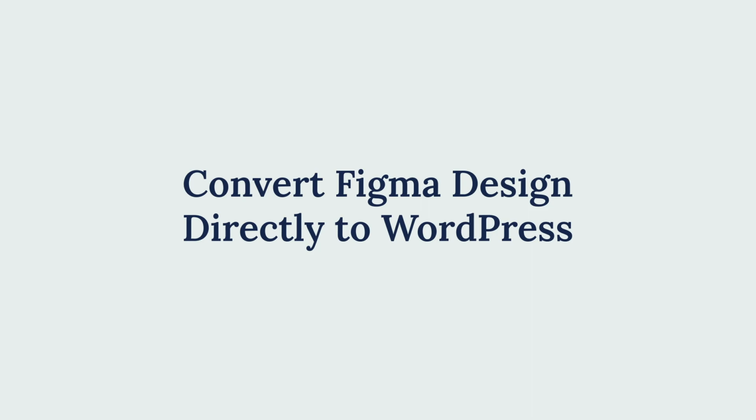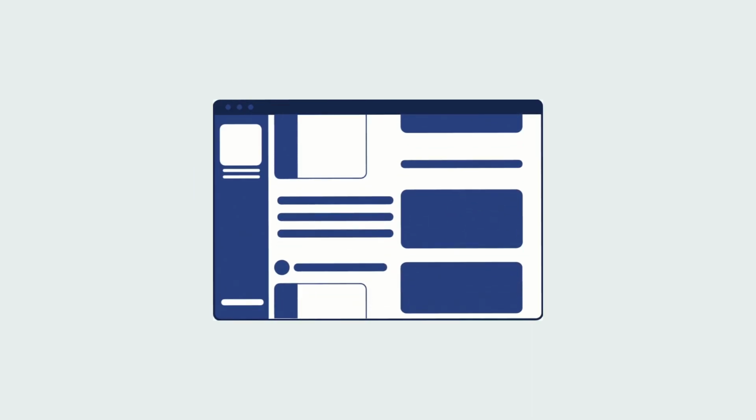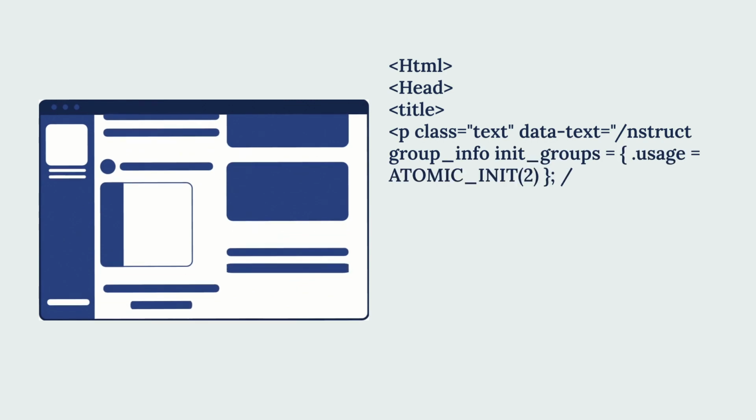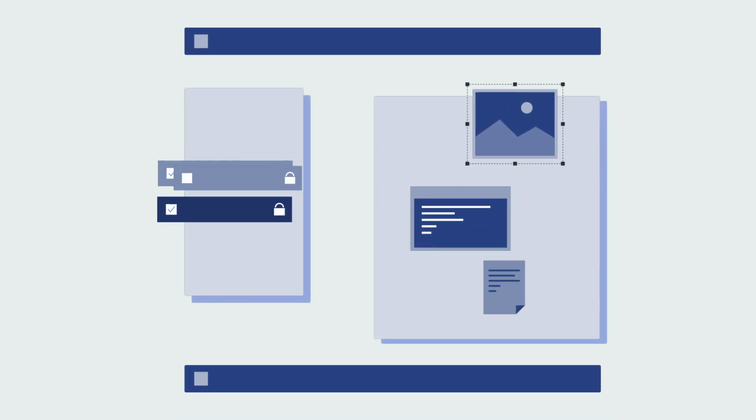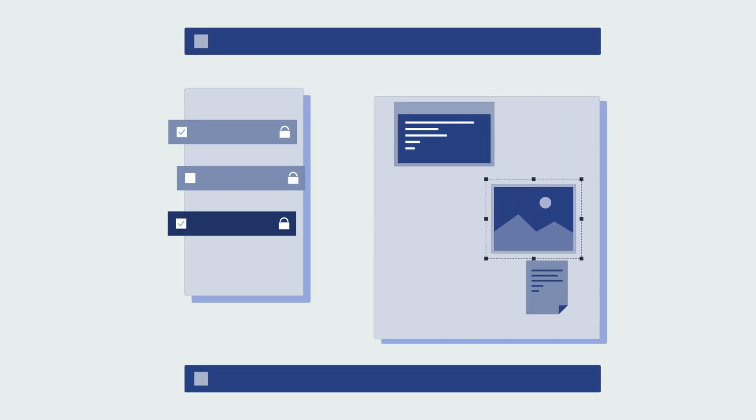2. Convert Figma design directly to WordPress. Choose a pre-made theme and customize it using HTML. Themes like Understrap provide the necessary functionality, such as headers and footers, which you can modify according to your requirements.